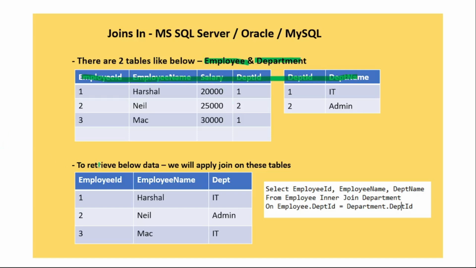And let's assume we want to retrieve this data, that is employee ID, employee name and department. So to retrieve this data, we will apply joins on employee and department tables, and the joins will look something like this.